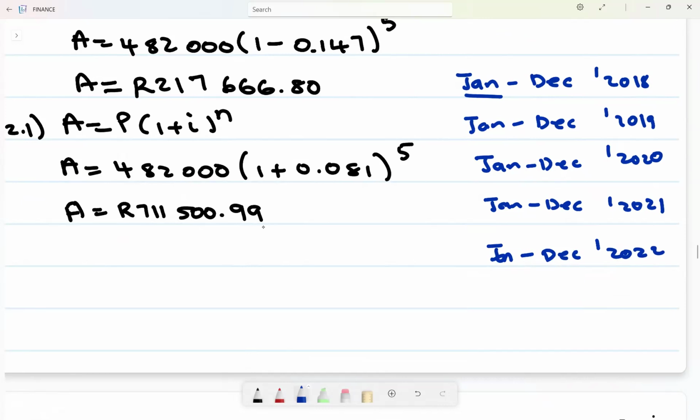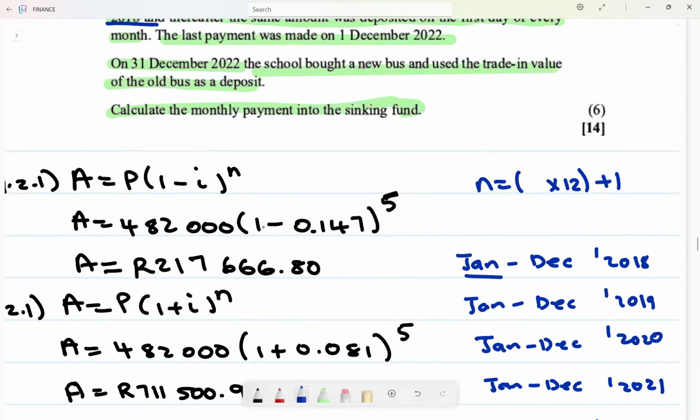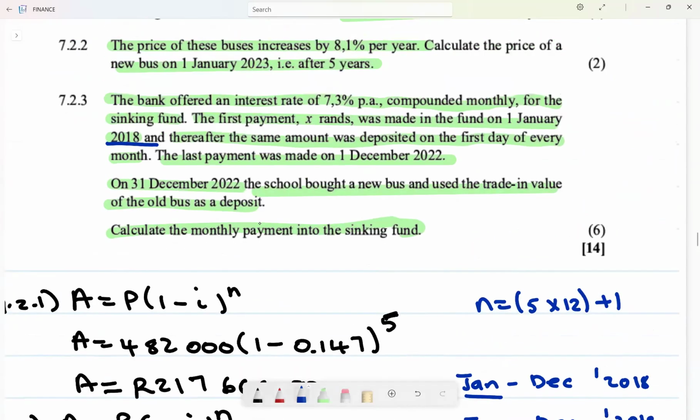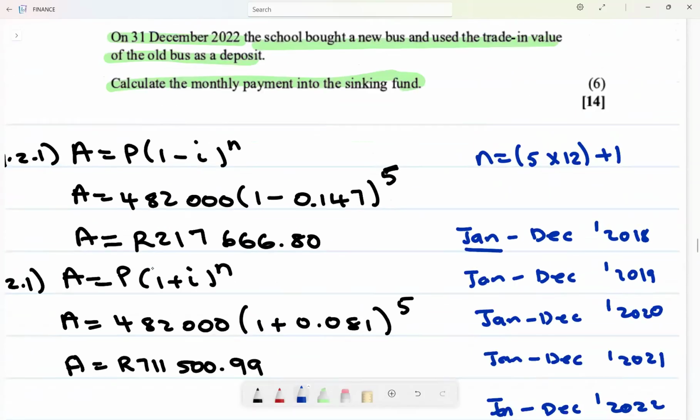So it's now how much? 5 years. So it's going to be 5 multiplied by 12. But remember to add that 1. Why are we adding that 1? Because we know the payment was started immediately. How do I know it started immediately? Because the first payment was made on the 1st of January, and they opened that sinking fund on the 1st of January 2018. So, yes, that's the case.